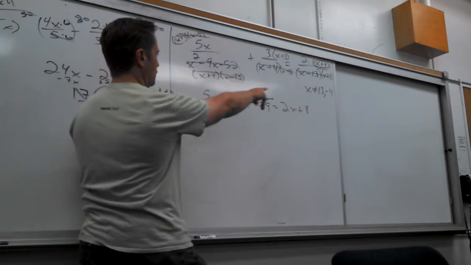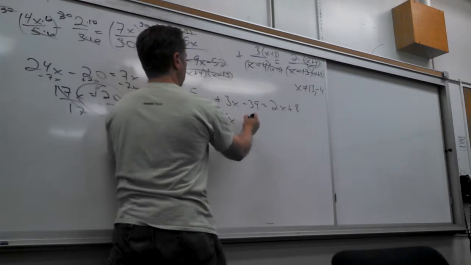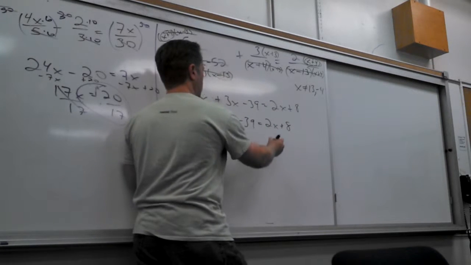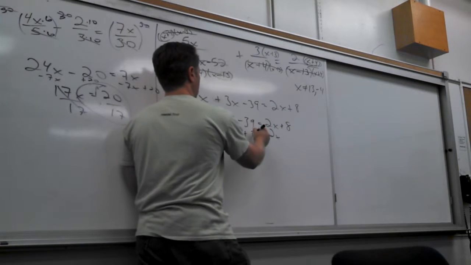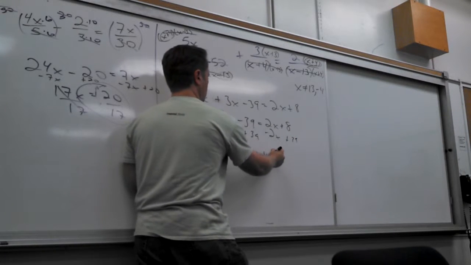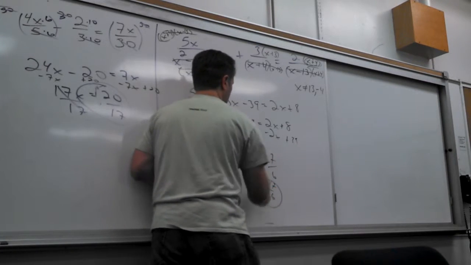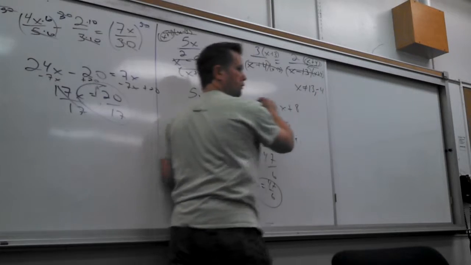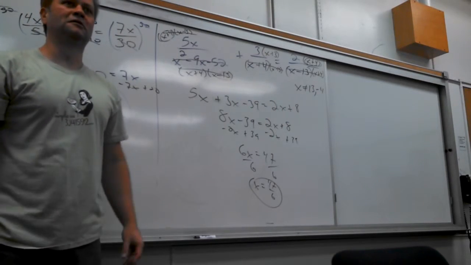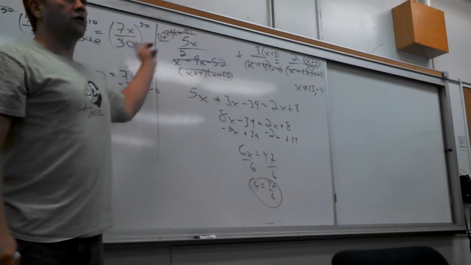I don't know. How do I keep going here? 5x to the 1. Yeah, so you get 8x minus 39 equals 2x plus 8. And subtract 2x. Add 39. 6x equals 47. x equals 47 sixths, which at least is not one of these, right? So you don't cross it out. You can check it if you want to. But the very least you have to do is make sure it doesn't freak anybody out.